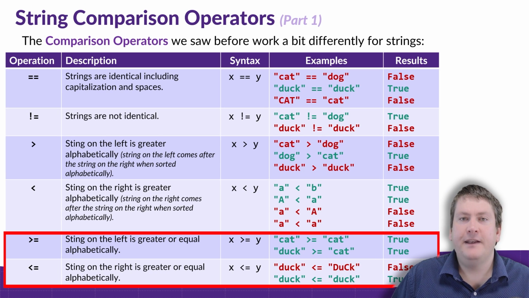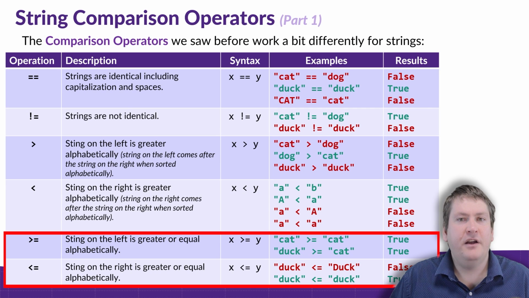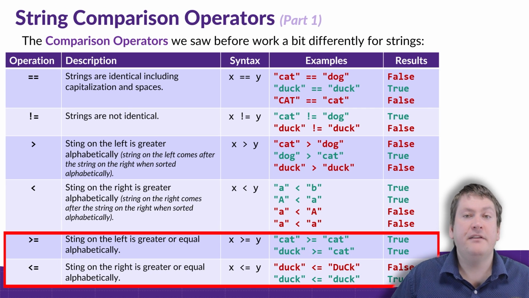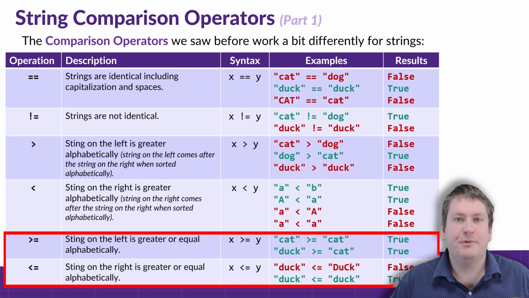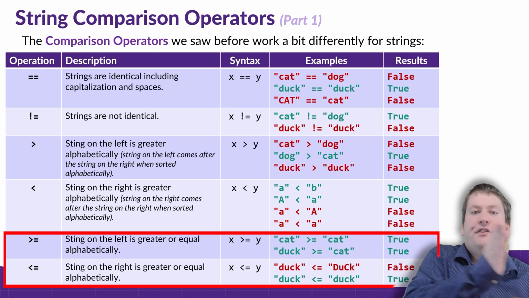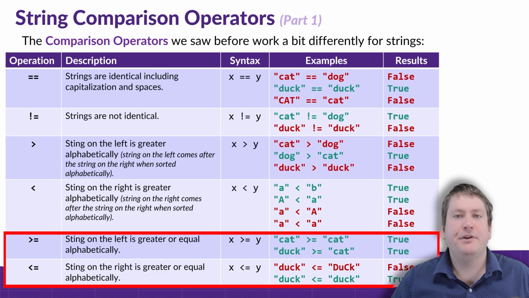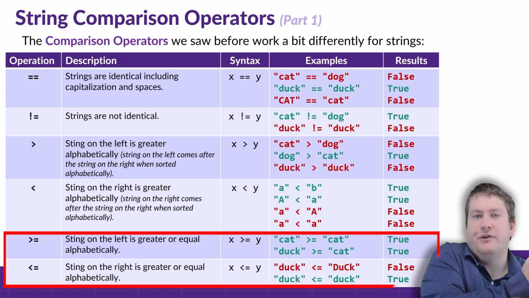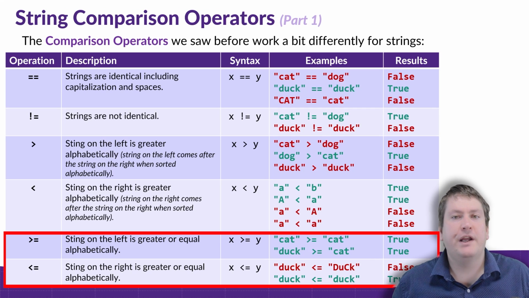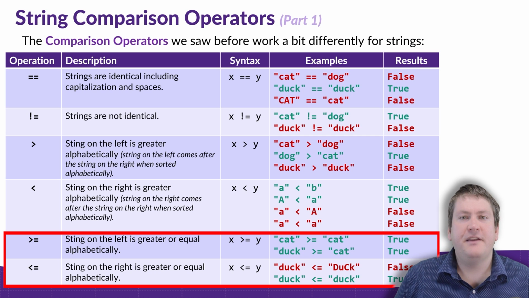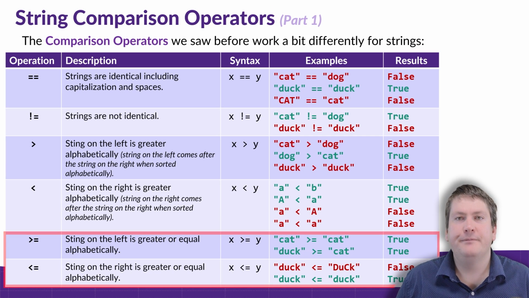Now looking at the less than equal examples, we can see that duck less than equals duck is returning false because the second duck has different capitalization, meaning it's going to happen first in the alphabet. So duck with a capital D happens before, it's earlier in the alphabet, than duck with a lowercase d. The next example, duck less than equal to duck, returns true because those strings are identical.